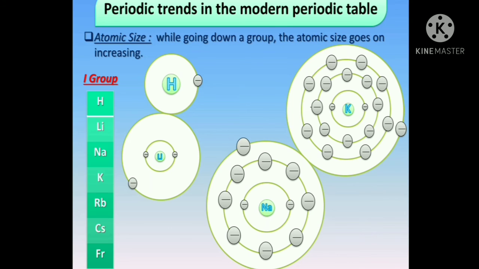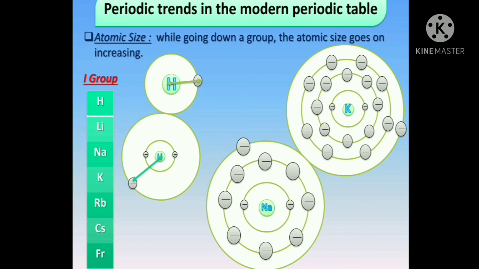So in a group, as we go from top to bottom, the shells are getting added, but the outermost electron number remains same. See hydrogen, it has only one electron in the valence shell. Same with lithium, same with sodium, and same with potassium. Now what happens here? Here also you will find the nuclear force between the nucleus and the valence electron. But as the shells are added, the atomic radius increases.